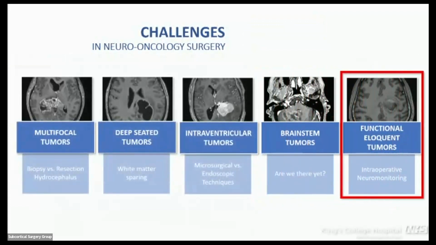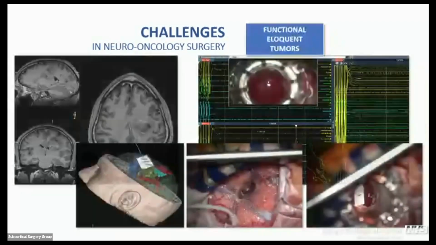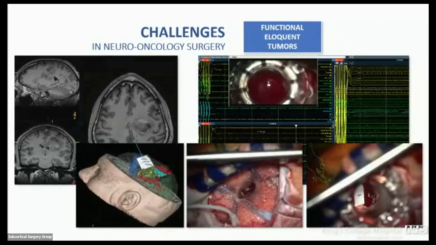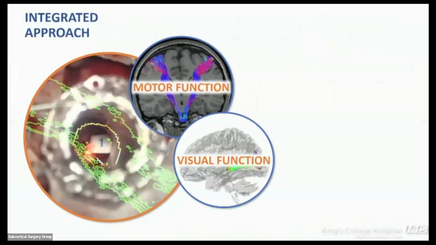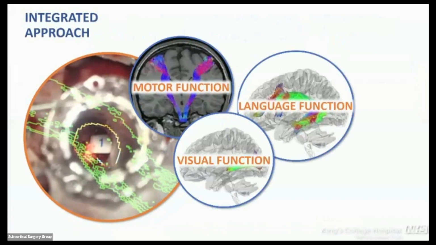The most challenging for the last, functional eloquent tumors. This is the biggest headache for us, the neuro-oncology surgeons. This is where we start thinking about quality of life of our patients, how we can preserve their function, and how we can integrate MIPS with all the rest of the tools that we have available to us in the pre- and intraoperative setting. And this brings us to the integrated approach that we have for all these kinds of patients. And let's see which kind of functions we're monitoring.